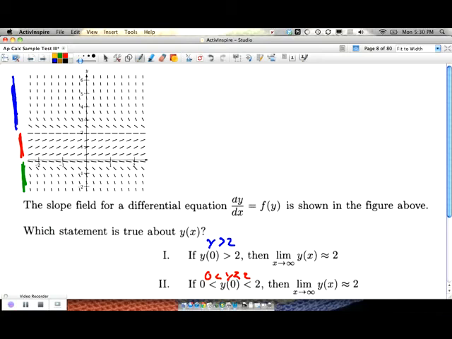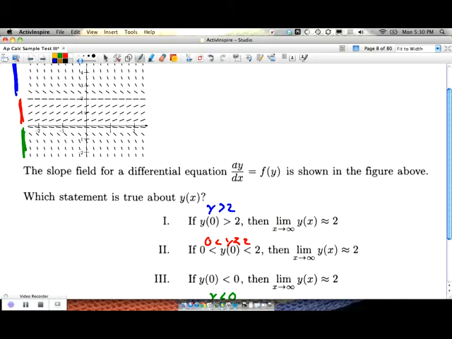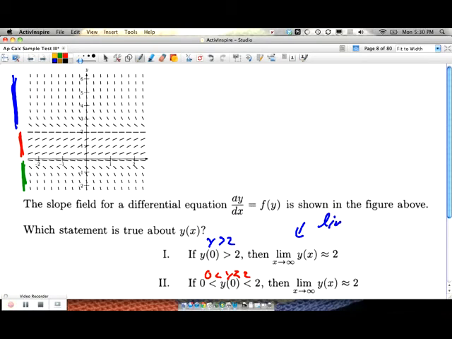So now we can interpret our picture a little bit better. So it's asking, if we have y greater than 2 up in the blue zone, there's going to be a horizontal asymptote. The limit as x approaches infinity of y of x, of your function, is a horizontal asymptote.